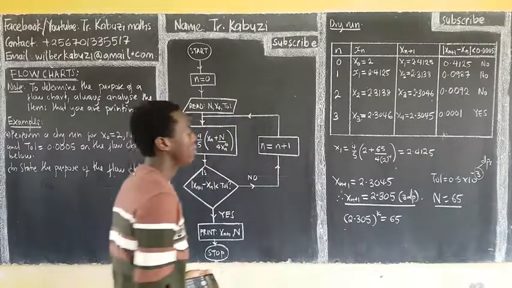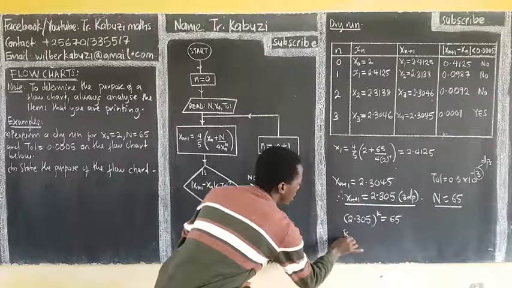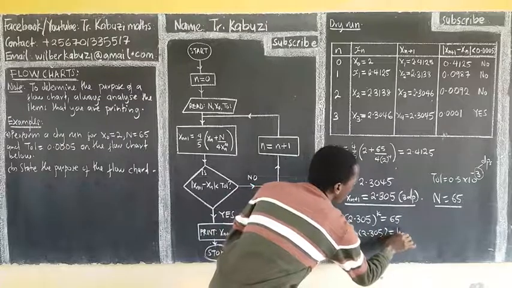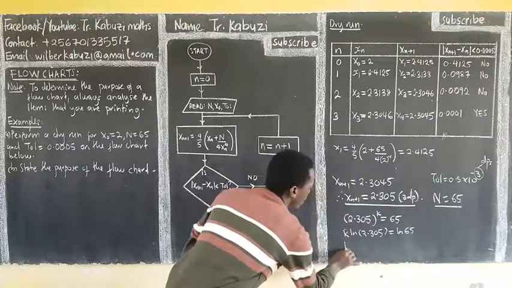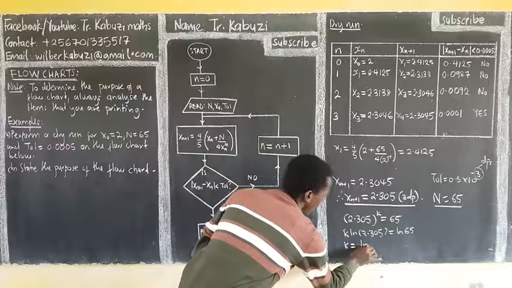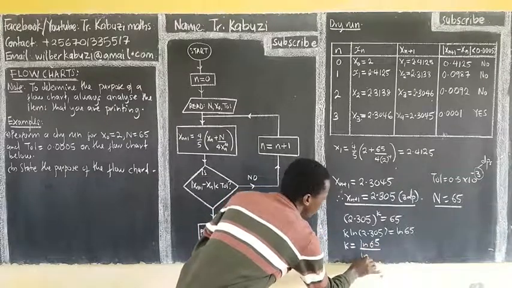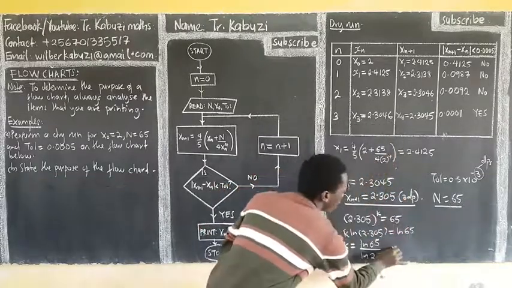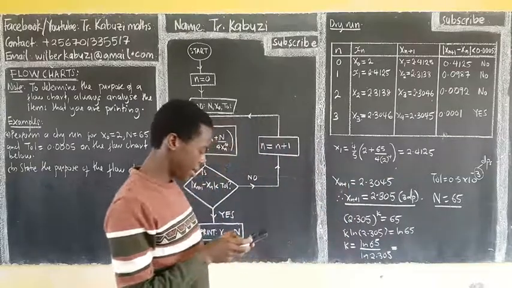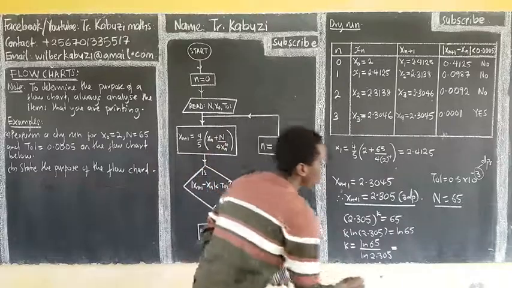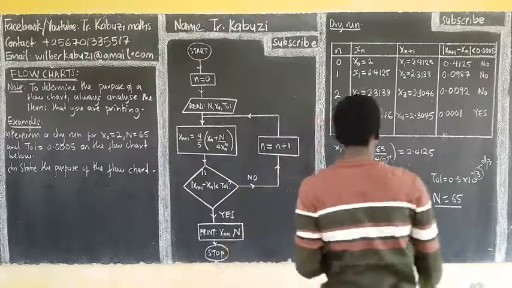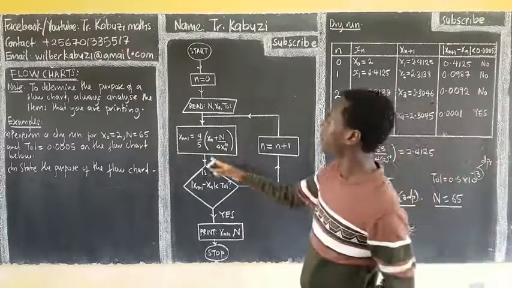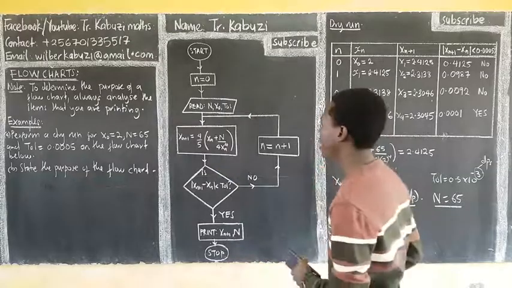What are we getting? Introduce natural log on both sides. Natural log of 2.305 equal to natural log of 65. And so our k will be natural log of 65 divided by natural log of 2.305. And from there, our k is going to be approximately 4.9, which is going to be 5. So it means that now, this 5, we are getting the kth root of this, meaning if k is 5, we are getting the fifth root.